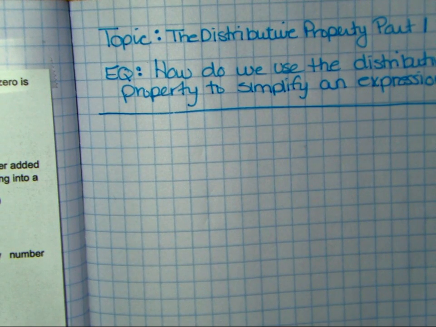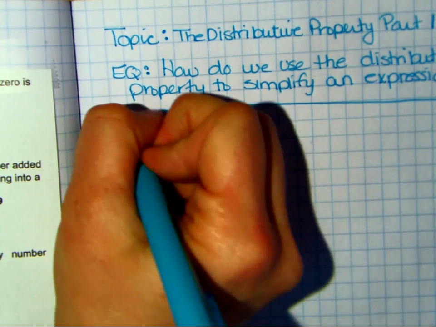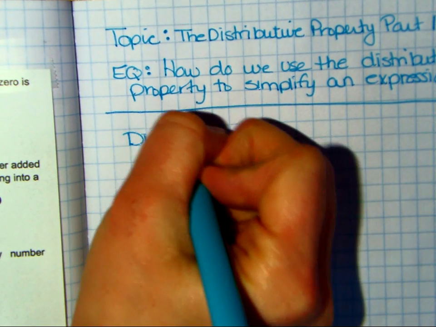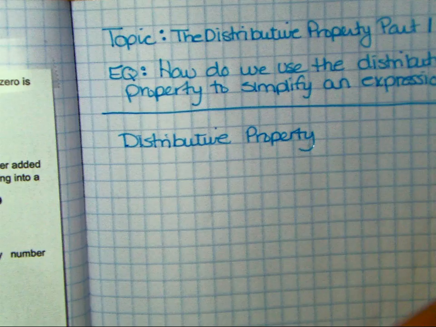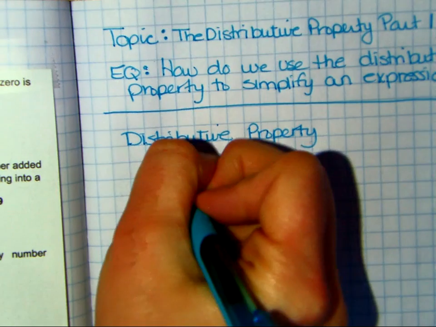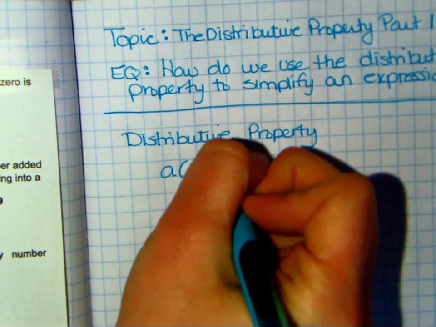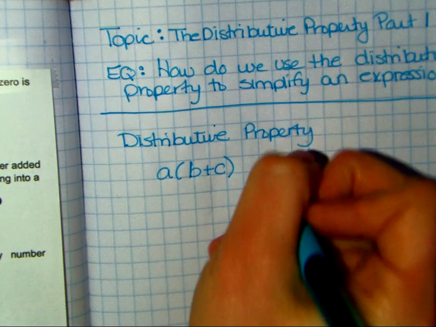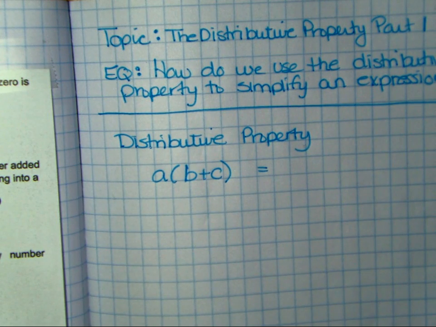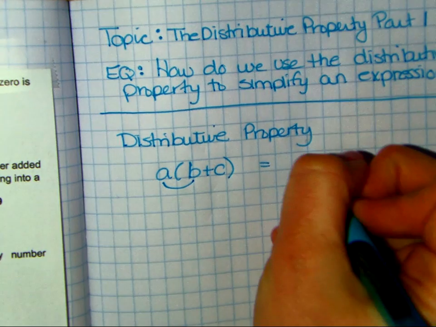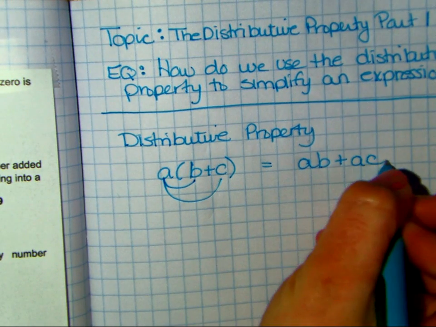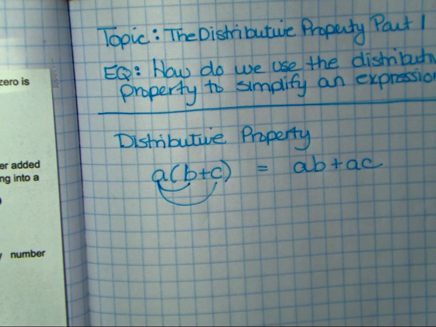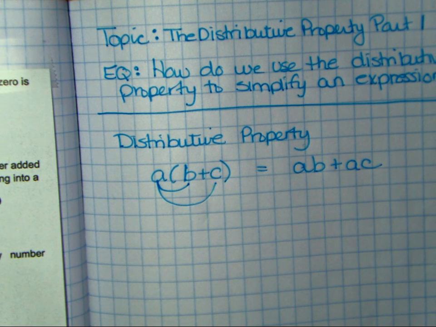Okay. Now, a simple definition for the distributive property is this. If I have A next to parentheses B plus C, that is going to equal A times B plus A times C. So basically, you're just taking what's outside of the parentheses and you're distributing inside. So you're giving a little bit of A to the first thing in the parentheses and a little bit of A to the second thing in parentheses.